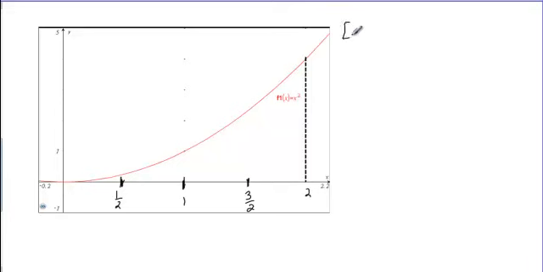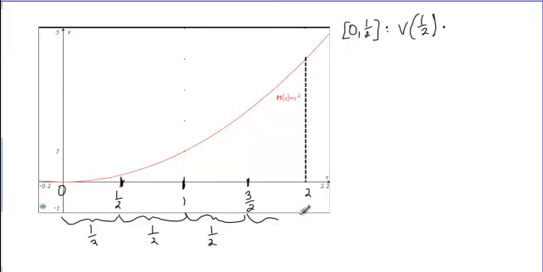So on the interval from 0 to 1/2, again, using the right endpoint of each interval to approximate the velocity, I'm going to evaluate V of 1/2 and multiply that by the length of that subinterval. So you think about how many units are there from 0 to 1/2. How many units are there from 1/2 to 1? That's the width of each subinterval. Each of these is going to be 1/2. So V of 1/2 will get multiplied by 1/2. And that will give us the approximate area.